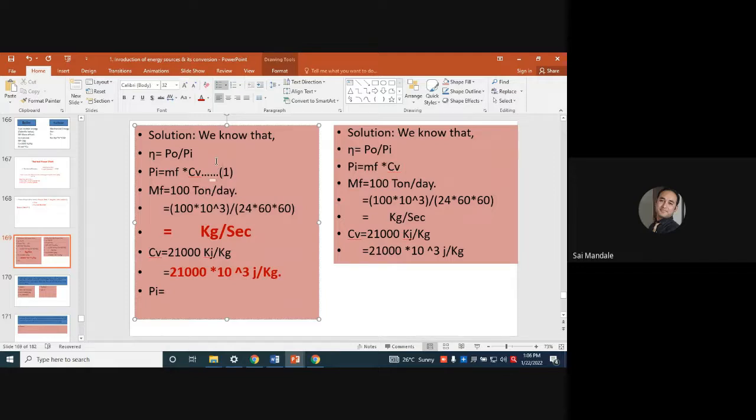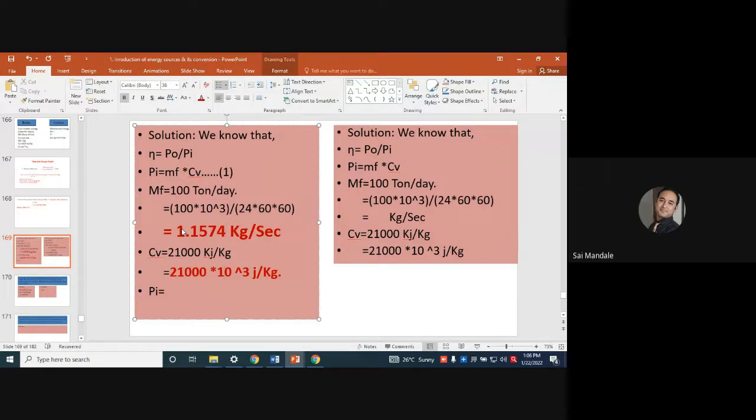I have the calculator, and the answer for me is 100 into 10 cube divided by 24 into 60 into 60, which is 1.1574. My answer is 1.1574 kilojoule per second, kg per second.